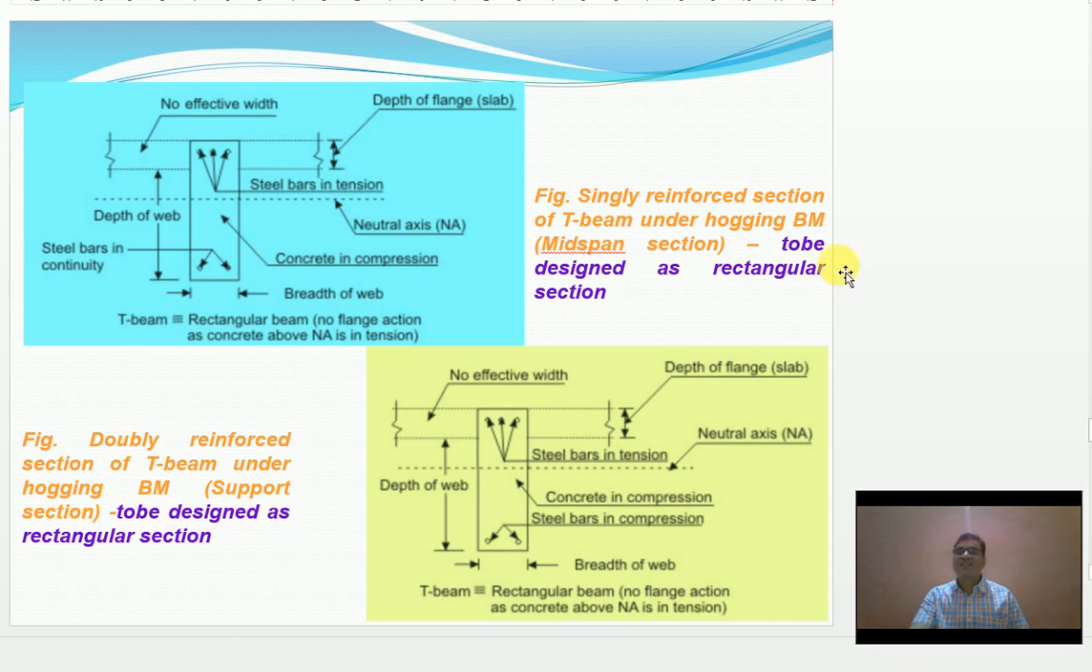Already I had written here, singly reinforced T beam under hogging bending moment. Hogging is negative bending moment, so it is to be designed as a rectangular section. Fine. Now in this case, again tension is at the top and compression reinforcement is at the bottom. So here also the flange is at the top. Though the beam is doubly reinforced, again you cannot consider the contribution of the flange, and hence this beam is also to be designed as a rectangular beam.